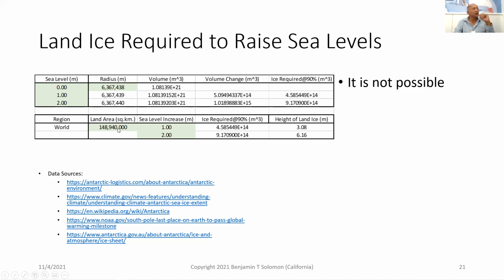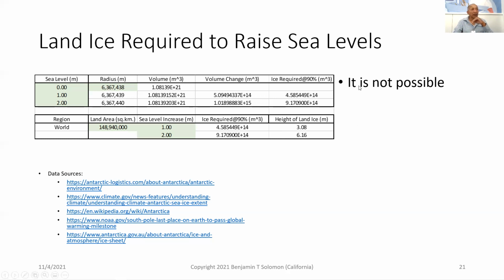And you say that the total land area of all the countries, excluding Antarctica, is 148.9 million square kilometers. And you convert that ice spread over that land area, and you see a 1 meter increase in sea level will require 3 feet of ice to cover the entire world. A 2 meter increase in sea levels will require 6 meters, that's 19 feet of ice to cover every country on this planet.